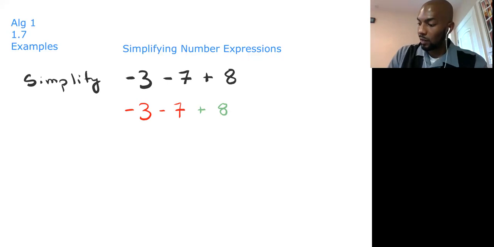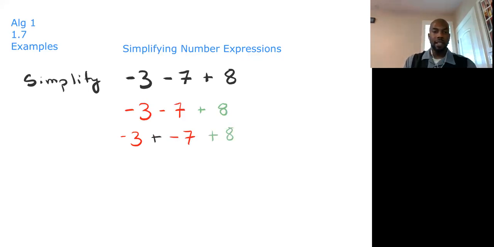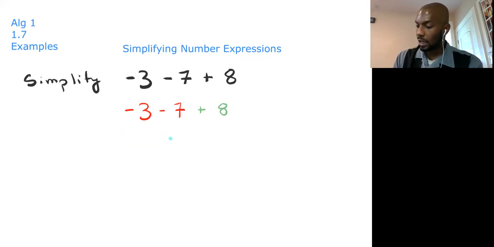For those of you who have been following along, you could also have written it negative 3 plus negative 7 plus 8. When you add a negative, it's the same thing as subtracting a positive. But we don't really need to do that because we know we can get rid of this adding sign and just have the minus 7.